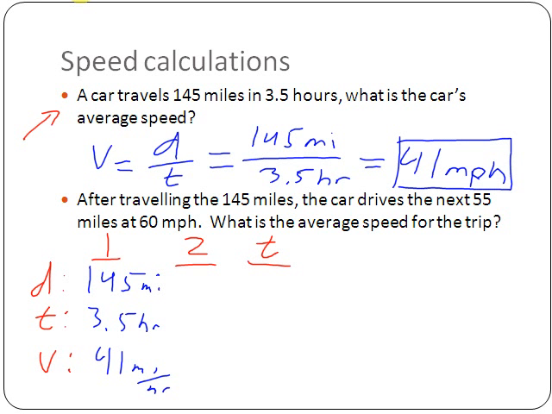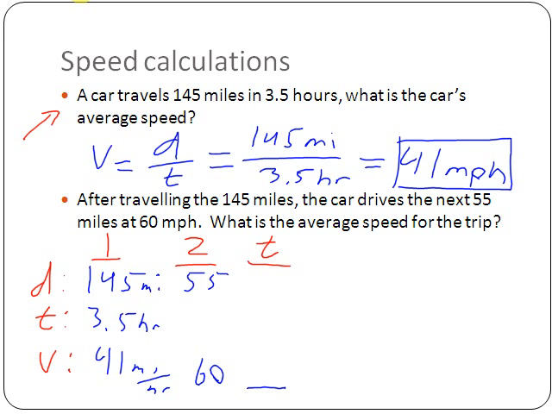Now, do we know anything else about the second section of the trip? Well, it says the car travels the next 55 miles at 60 miles an hour. So we know the second section of the trip was 55 miles, and the velocity for the second section was 60 miles an hour. Based on this, the question is, what's the average speed of the trip? We're looking for this. It's not really a total speed, it's in the total category, but it's really an average speed. If you take the total distance and the total time, that will give you the average speed. So we're looking for that one right there.